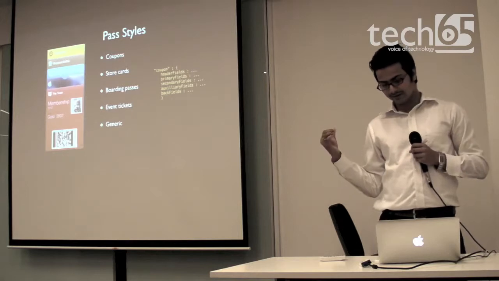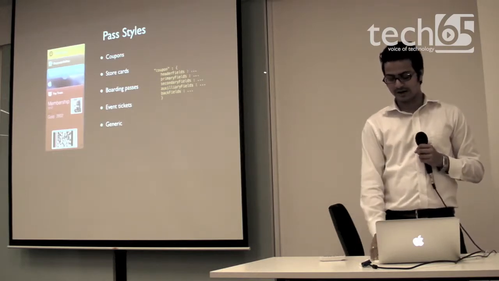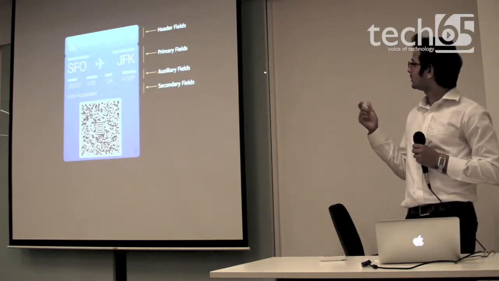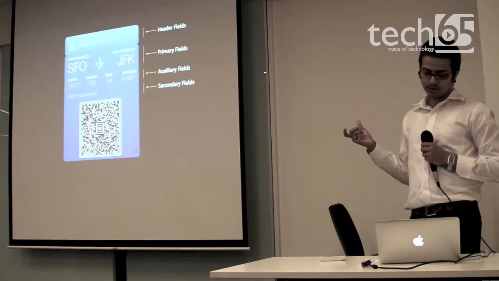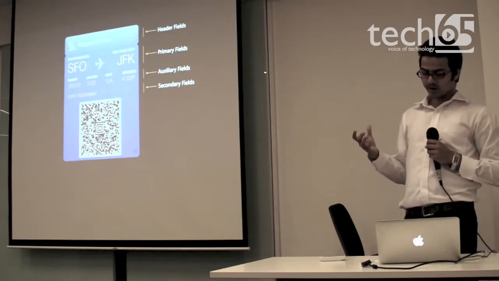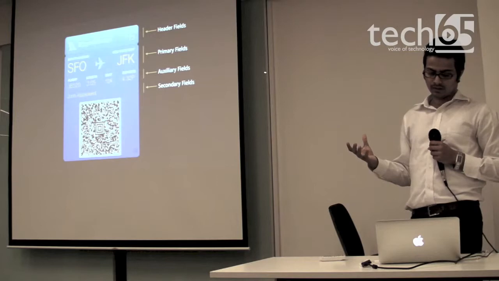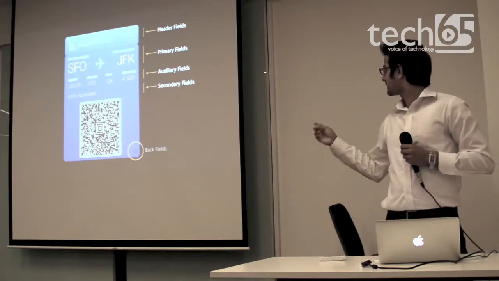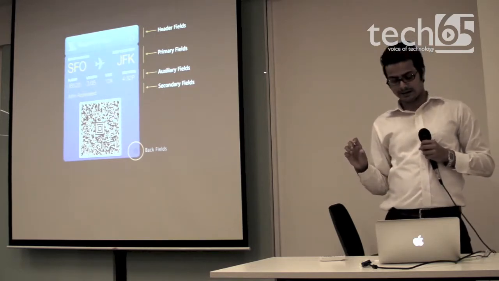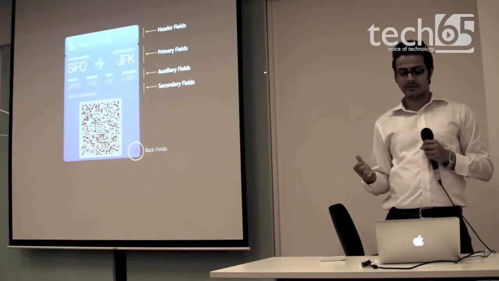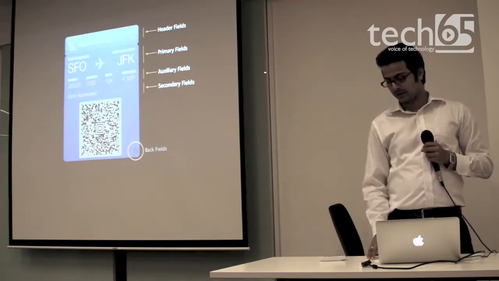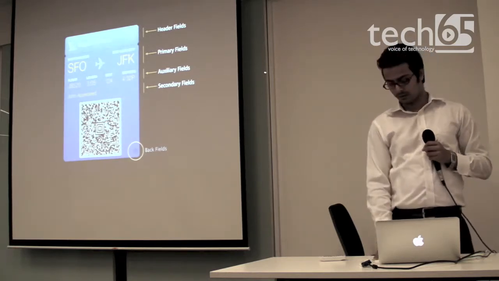And again, all these passes have certain fields that you need to fill up within the JSON file. The top one is the header field, where your logo goes, or the name of the company goes. Depending on the type of pass, the primary, auxiliary or secondary fields change. There's an i button at the bottom, and once you click on that, it goes to the back side of the pass and shows some more information about the pass, for example the user agreements, like for an airline ticket. The user can also delete the pass from the back side of the pass.